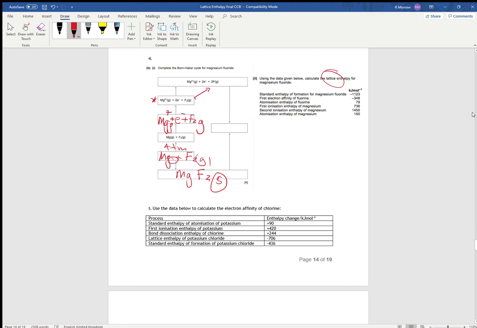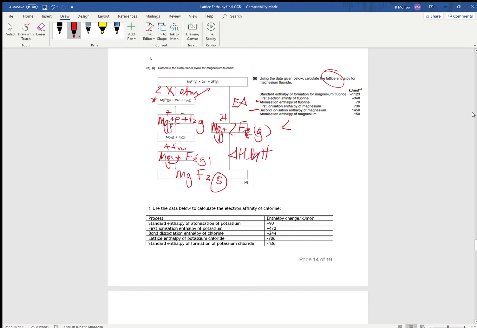Here to here, then we have atomized fluorine. Let's see what they give us over here. Atomization of fluorine, that's fine. So that's 2 times the atomization. And then down here we have our electron affinity of the fluorine, and again that'll be times 2. So that's Mg2 plus gas plus our 2F minus gas, and again don't forget your gas, and we're looking to calculate out our lattice enthalpy this time. So this is our lattice enthalpy here, that's our gap.